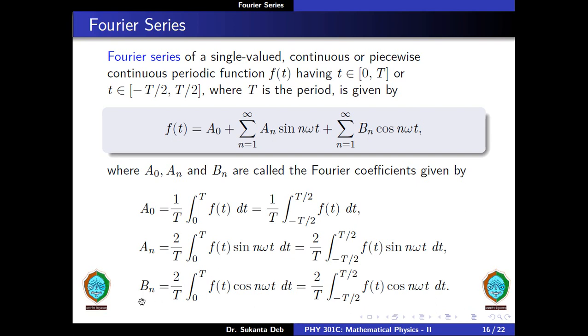And lastly, we have the value of the coefficient b n, which can be obtained as capital B n is equal to 2 by capital T, integral from 0 to T of f of t cos of n omega t dt, and this is equal to 2 by T, and we can just write this interval 0 to capital T as minus T by 2 to plus T by 2, and the rest of the expressions remain the same.